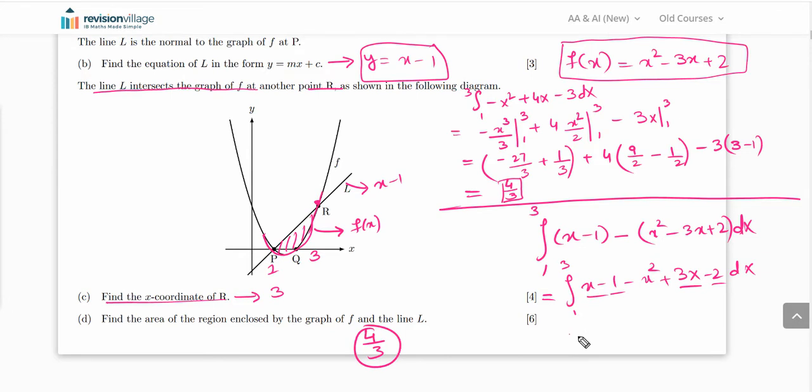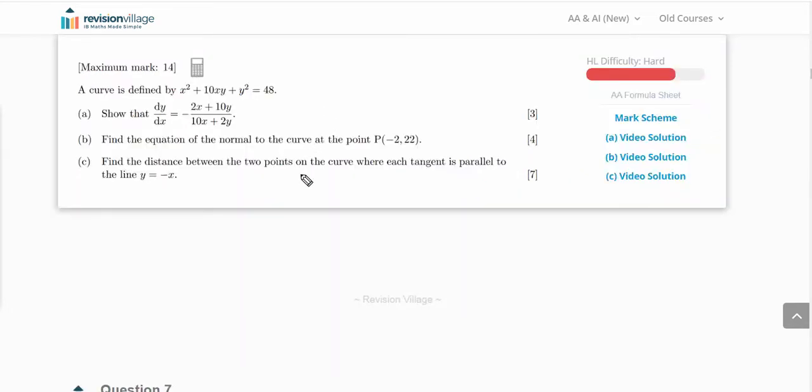Now let's try a hard level question for differentiation. Alright, so here we have a hard level question. It says a curve is defined by x squared plus 10xy plus y squared equals 48, and we have to show that dy by dx is equal to this expression. So let's start my working from here. So x squared plus 10xy plus y squared is equal to 48. I'll take the derivative with respect to x on both sides. So d by dx of this whole thing and d by dx of 48.